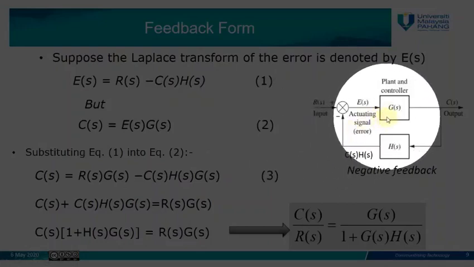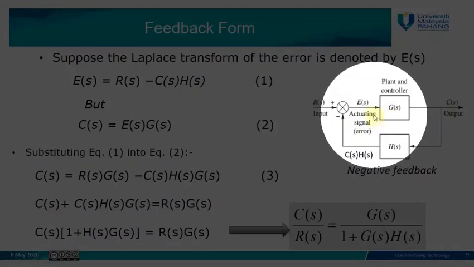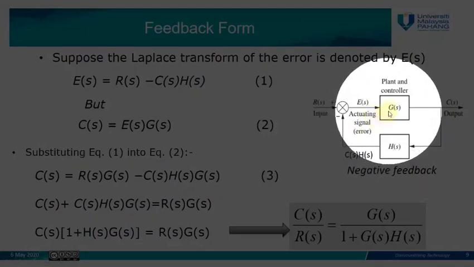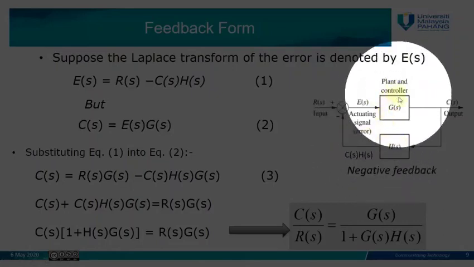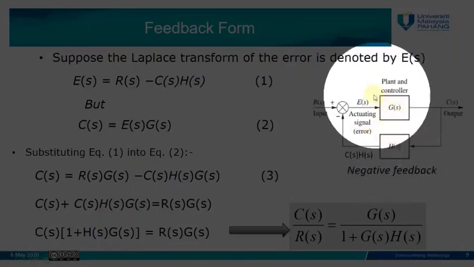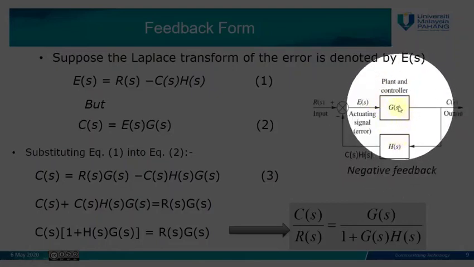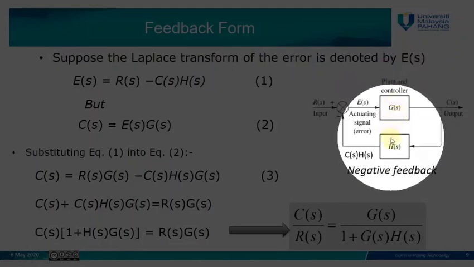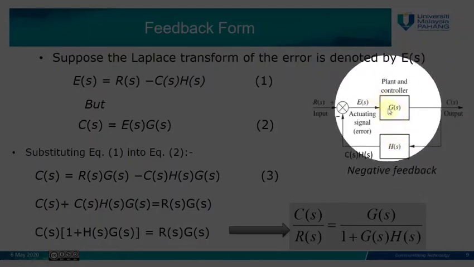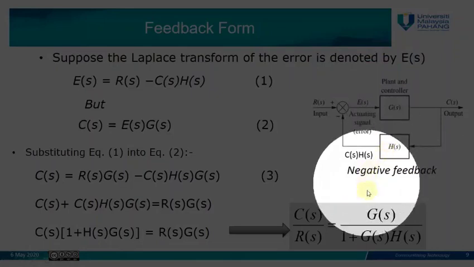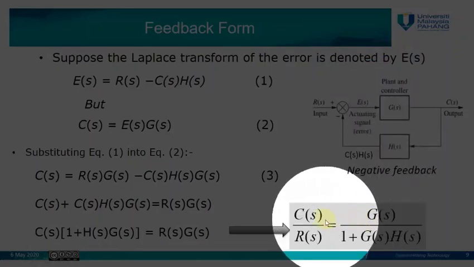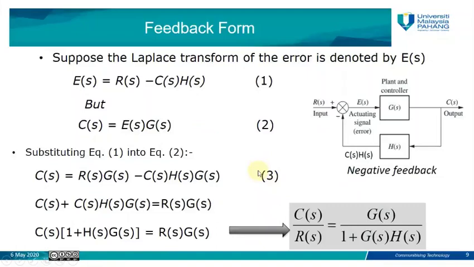Usually, the equivalent transfer function of a feedback system is equal to the open loop transfer function, which is G(s), over 1 plus G(s)H(s), whatever the value of G(s). Even if we have multiple transfer functions, G1, G2, G3, H1, H2, H3, we still find this one is the forward transfer function and this one is the feedback transfer function. So this will be the equivalent transfer function for our feedback.